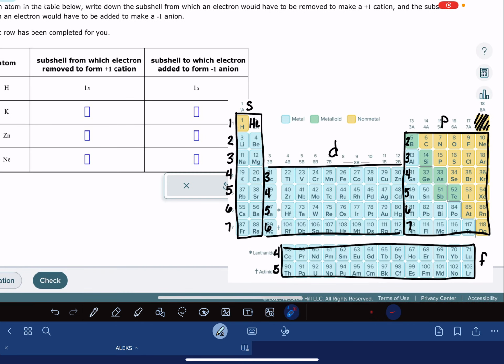Okay, and if you're not familiar with this concept, that means that you probably are not super familiar with electron configuration. So I have a lot of videos on how to come up with electron configuration and how to use the periodic table in this way. So just go back and look for some of those videos to get you brushed up.